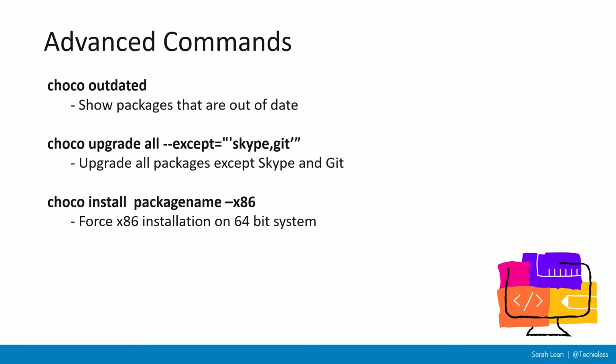Now, the other command that I love is choco install package name. So using the package name, so that could be Skype or it could be Git, and then using -x86, and that forces the x86 installation on a 64-bit machine. Again, a bit of a niche command, but it is there and it is available for you, assuming that the package has that kind of installation, and it's something that you can use.